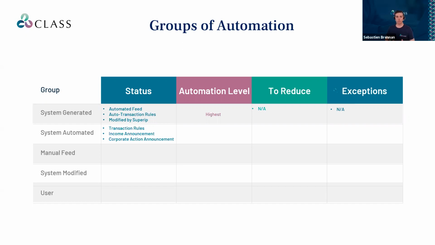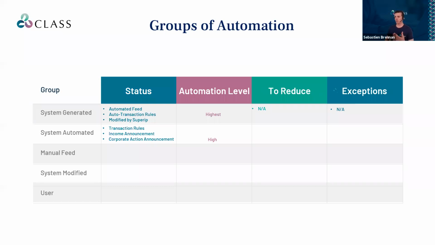The second group, system automated. So system automated are transactions where there is a high degree of automation, but the user still might need to do something. So in the case of transaction rules, they need to run transaction rules. In the case of income announcements, they need to click generate income. And in the case of corporate actions, they need to run the corporate action. So still a little bit of work to do, but still a high level of automation.